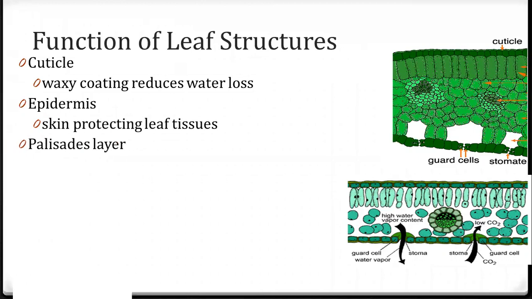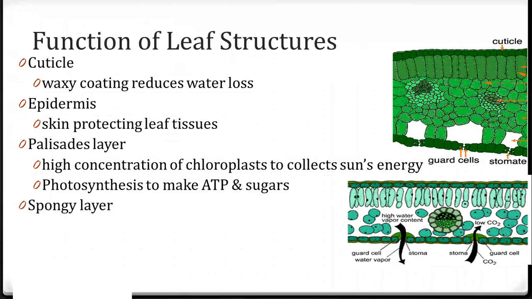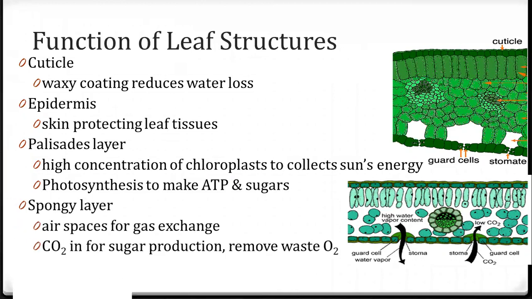The palisades layer is where there's lots of chloroplasts, and so that's where photosynthesis happens. And then the spongy layer is where you have gas exchange. Carbon dioxide comes in for sugar production, and oxygen goes out.